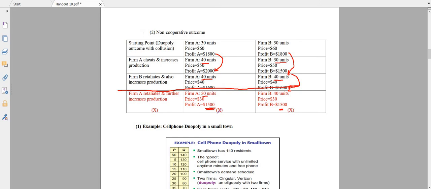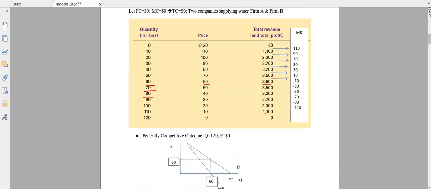So why would they do that? Why would firm A increase its production to 50? Why would firm B retaliate and increase its production further? That is going to be disastrous for both the firms. So the game is going to end at this point, where both are producing 40 units. That is, in the market, 80 units of output is being produced.